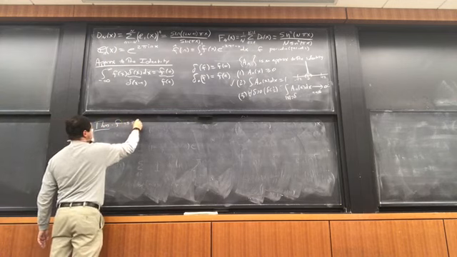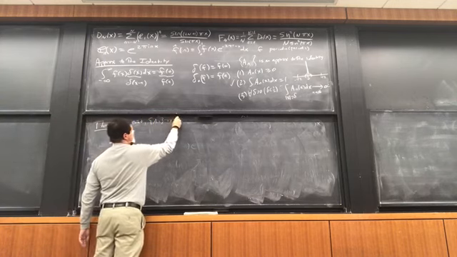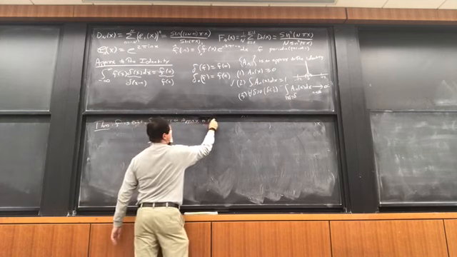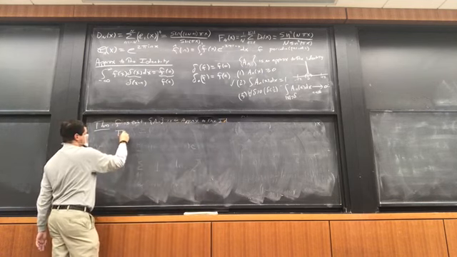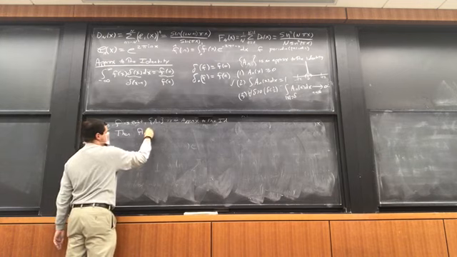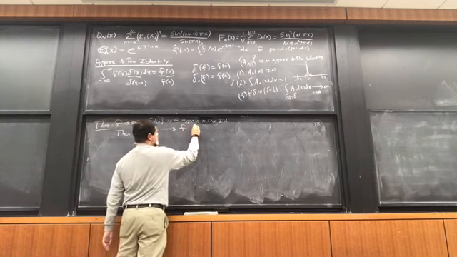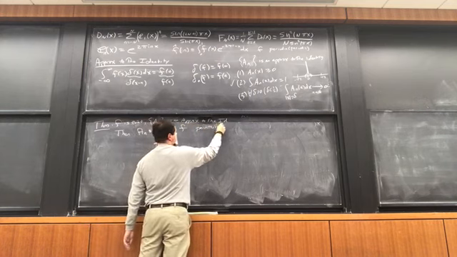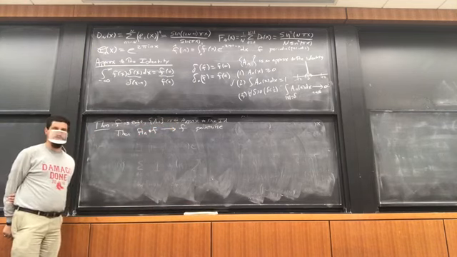f is continuous, and A_N is an approximation to the identity. Then A_N star f converges to f pointwise. And we can talk in a little bit about exactly what we mean by that convergence.